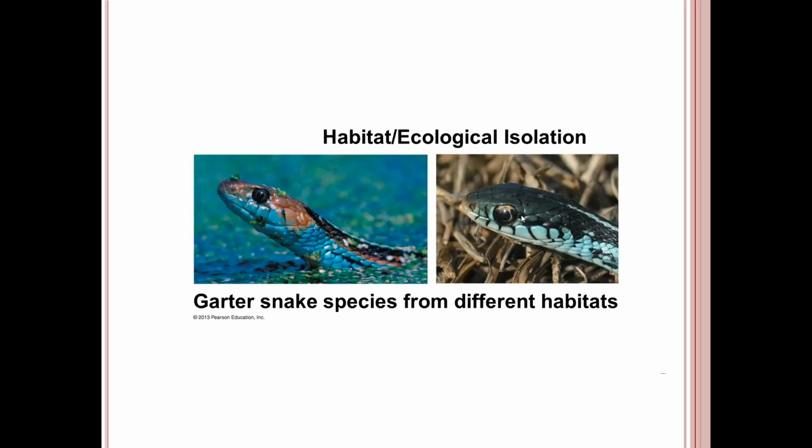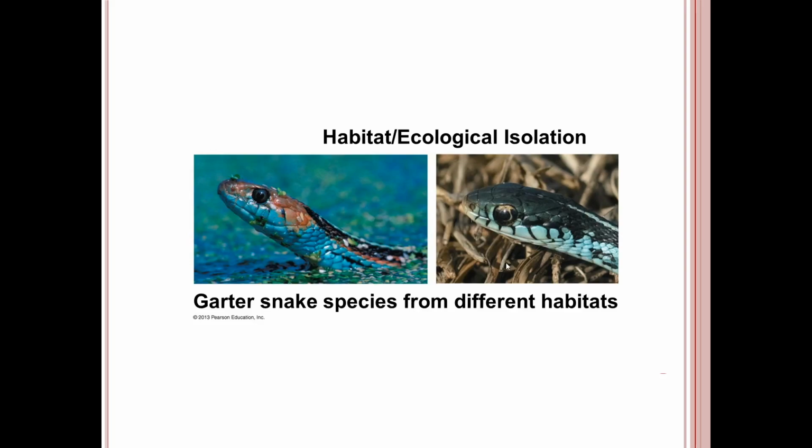Okay, habitat or ecological isolation, two names for the same thing here. And you've got two different species of garter snake that are closely related, except that one is aquatic and one is terrestrial. Now, this could be living on the land that butts right up against the banks of the shore of the water where this one lives, but this one is never going to leave the water, and this one's never going to go into the water.